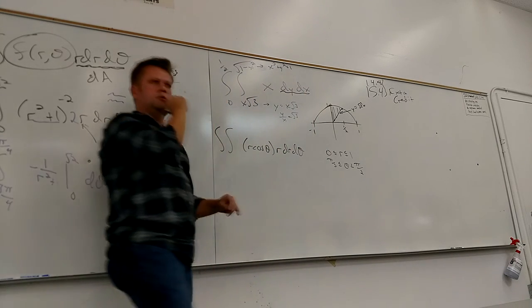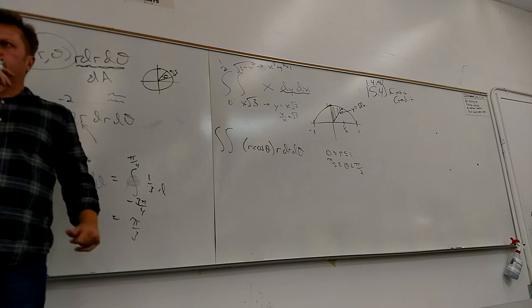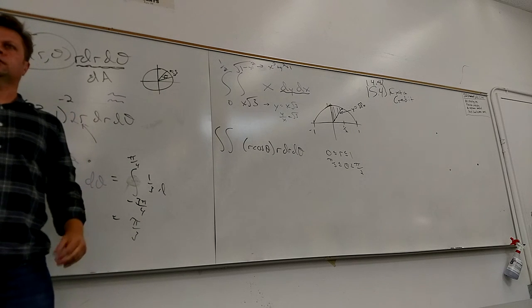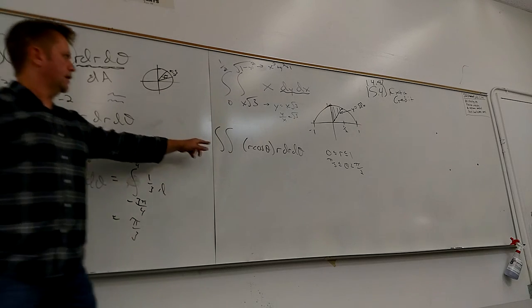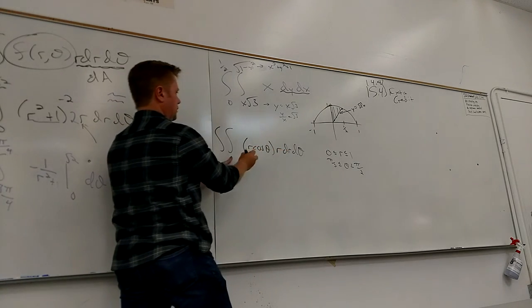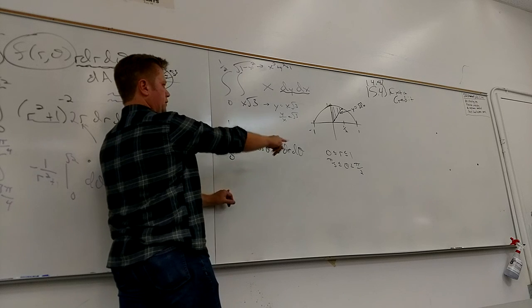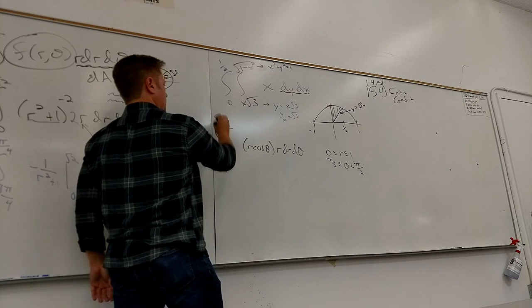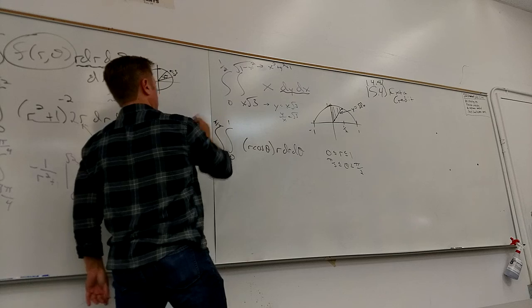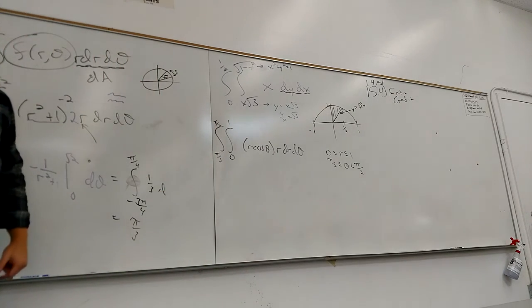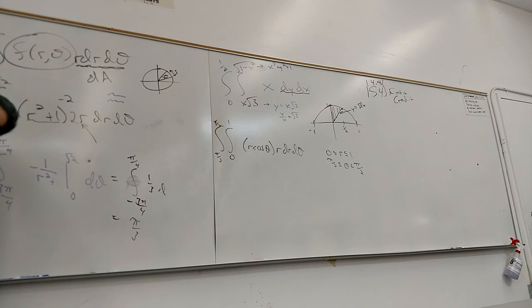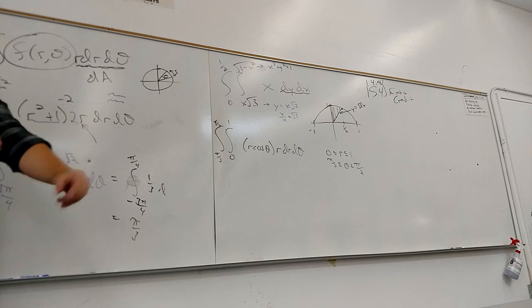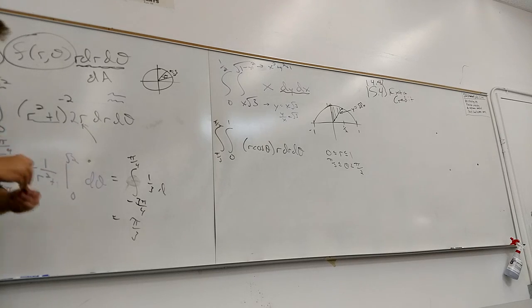I like it. An extra pirate sound or whatever is going to stay in your brain. And then r, of course, we figured out that r goes from 0 to 1, and theta goes from pi over 3 to pi over 2. So go ahead and integrate that. Now that we got that set up, this should be the easy part.